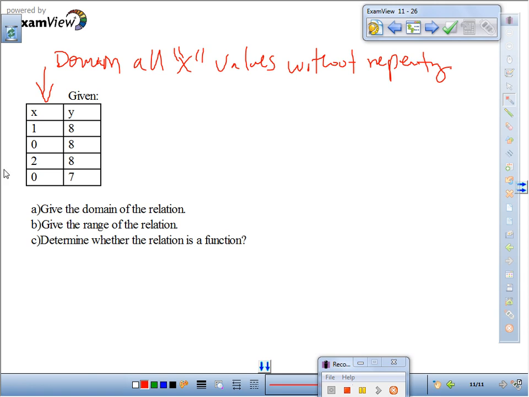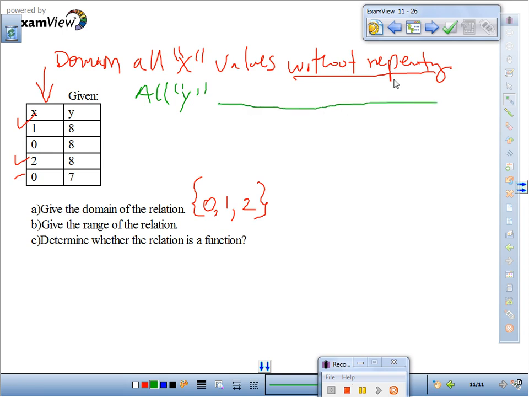So let's see. So let's start with the smallest number out of here. What is our domain? 0. Okay, 0. What else? 1. What else? 2. Why didn't we write the other 0? Because it says without repeating. So this is my domain. So now let's do the same thing for the range. The range. Range is all what? Y values. And the same without repeating. So let's see. My range is what? 7 and 8.